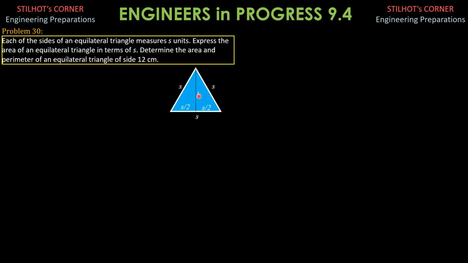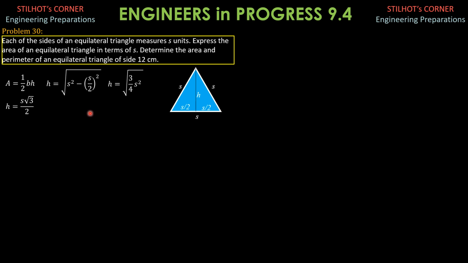Then let's express H in terms of S by Pythagoras theorem. H is square root of S squared minus quantity S over 2 squared. And that is S squared minus S squared over 4. So that's 3/4 of S squared. So H is square root of 3/4 of S squared. So it is S square root of 3 over 2.